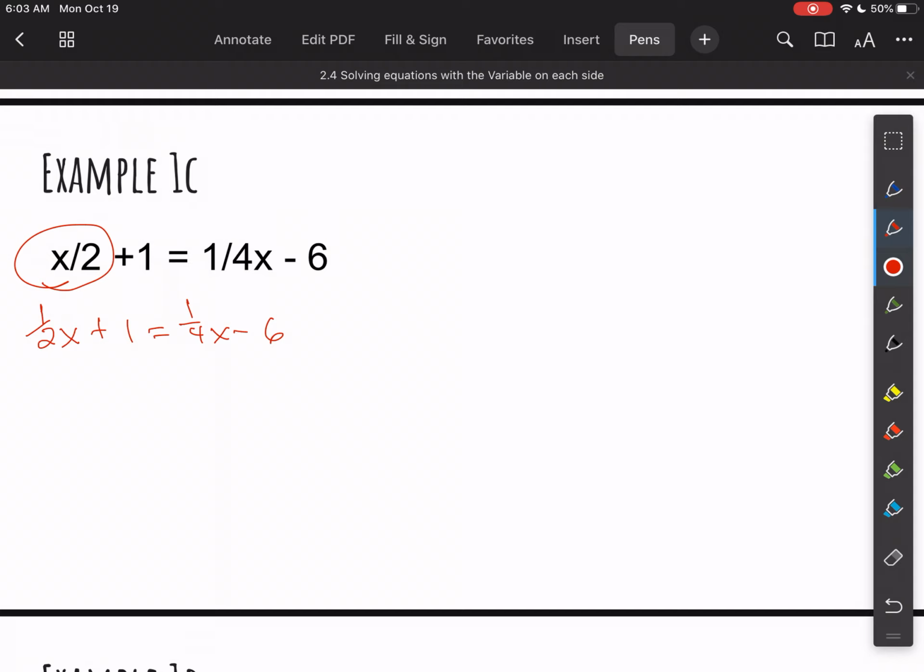So what I'm going to do is move the smaller one, which is a 4th, because it's a fraction. A 4th of something is smaller than a 1/2 of something, right? Right now, this is being added. It's plus 1/4 x minus 6. It's positive, so we're going to move the term over by subtracting it. So we're going to subtract 1/4 x from both sides. If we do that, this goes away, and then a 1/2 minus a 4th is just a 4th.